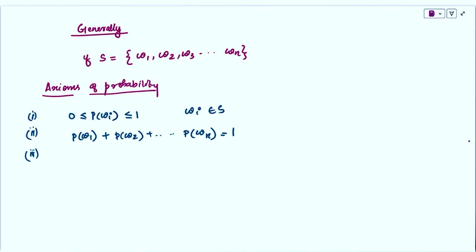The next one is, for any event A, the probability of A will be equal to the sum of the probabilities of omega i, where omega i is an element of A. Since A is a subset of the sample space and omega i is an element of A, the probability of A will be equal to the sum of the probabilities of the elements.